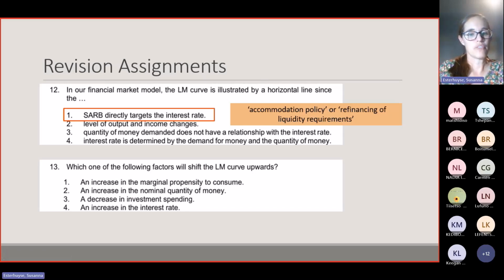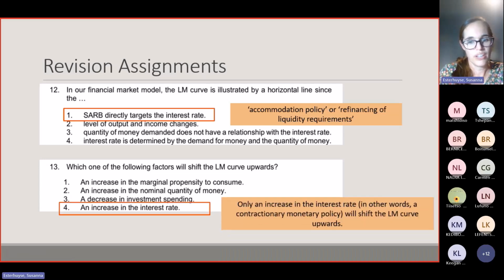Okay, and then which one of the following factors will shift the LM curve upwards? Give you time to think. Increase in marginal propensity to consume, increase in the nominal quantity of money, decrease in investment spending, and an increase in the interest rate. It is number 4. Only an increase in the interest rate, in other words, a contractionary monetary policy, will shift the LM curve upwards. The counterpart is also true. If you decrease the interest rate, expansionary monetary policy, then the LM curve will move downwards.